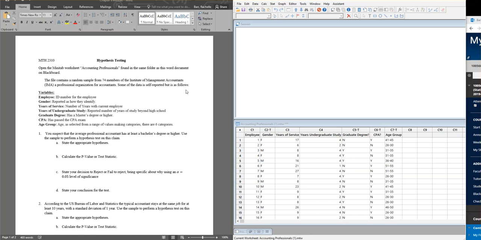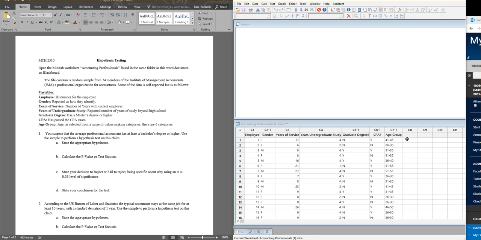As you can see, I've got the hypothesis testing notes document on the left, and on the right, I have the data going with it. This is from Accounting Professionals. So this is 74 members of an Institute of Management Accountants, also known as the IMA. And we've got the following variables about them.